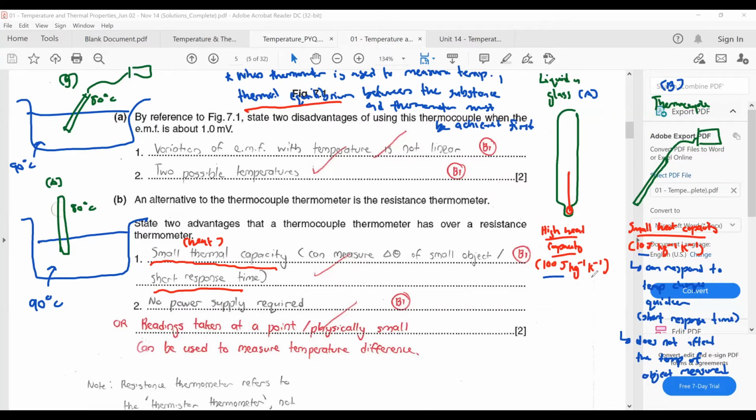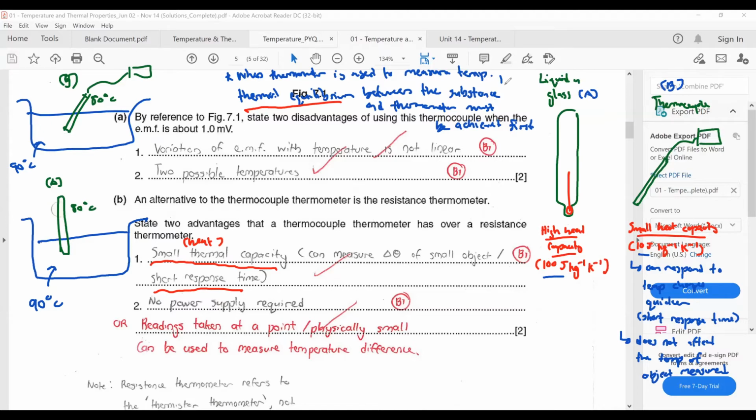To get a Kelvin of temperature change, you need 100 joules. But for this one, to get a Kelvin of temperature change, you need 10 joules. So in the process of trying to reach thermal equilibrium for the two thermometers, this one will actually take a lot more heat energy away from the substance being measured. This one will actually take a little heat away from the substance being measured.